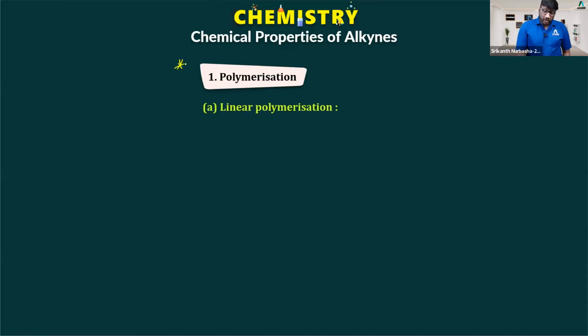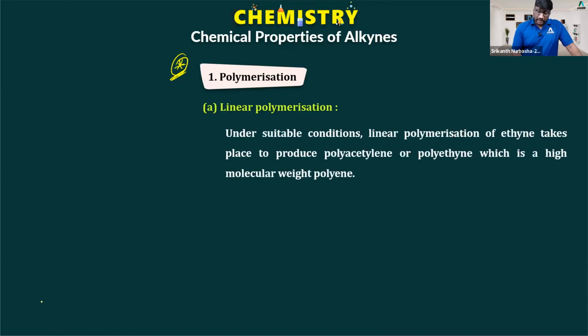So then you can have the polymerization reaction. Polymerization means addition of many monomers to form the respective polymer. So you can have linear polymerization as the first case. Linear polymerization means, under suitable conditions, linear polymerization of ethine takes place to produce polyacetylene or polyethine, which is a high molecular weight polyene. So how is that reaction going to happen? So we have CH triple bond CH. You cannot write the reaction in this manner, like CH double bond CH repeating n times.